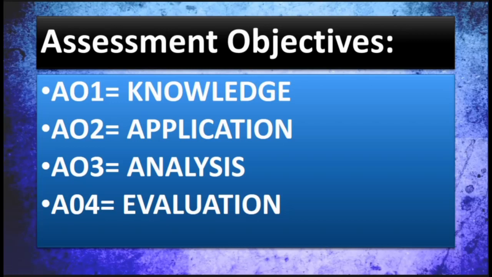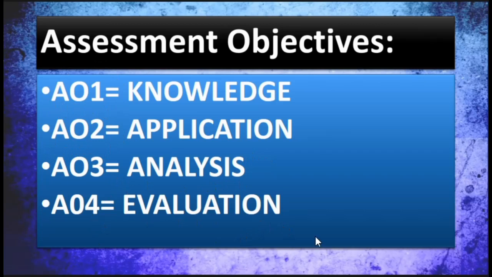There are 4 assessment objectives which you are going to be assessed on: knowledge, application, analysis and evaluation. Knowledge always represents AO1, which you can see in the marking scheme written as AO1. If a question is AO2, that means you are going to be assessed on the application part of the question. If it's AO3, that means analysis, and if it's AO4, that means evaluation. So keep this in mind always.